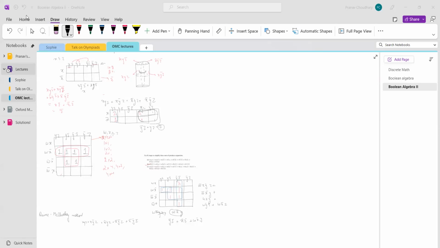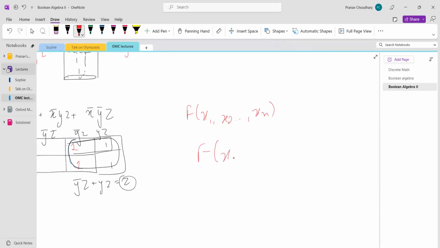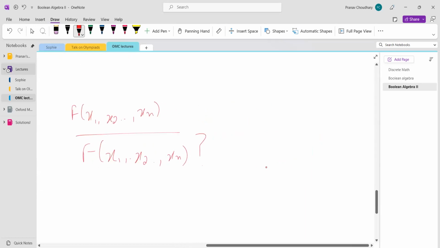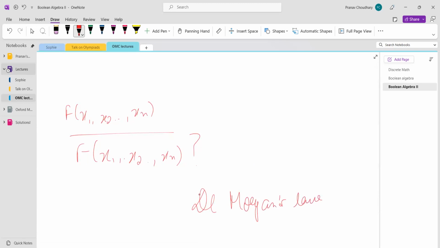But for people who are viewing the recording and who want a hint, for the duality principle, try to consider this. Suppose you have a function f of x1, x2, and so on till xn. What happens when you consider f of x1, x2, so on till xn and the complement of this whole thing? What happens when you consider this? And you might want to look at De Morgan's laws to prove the duality principle.